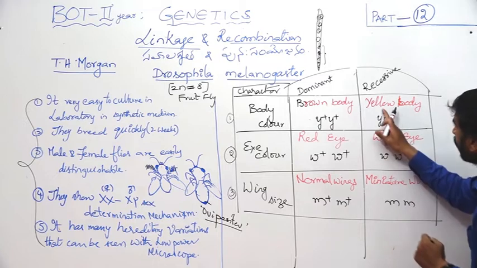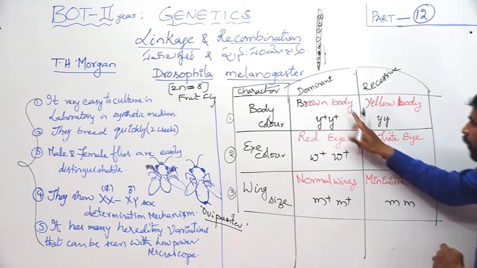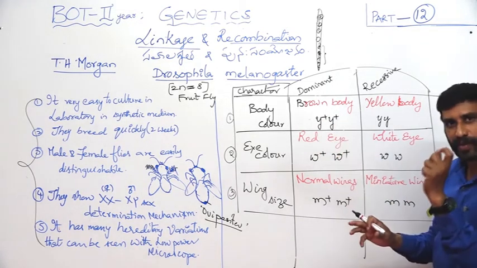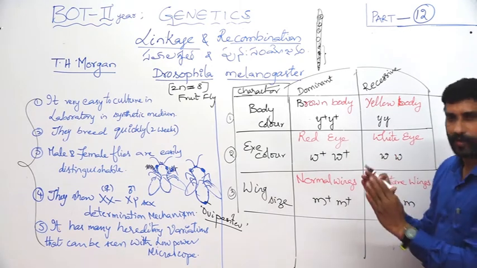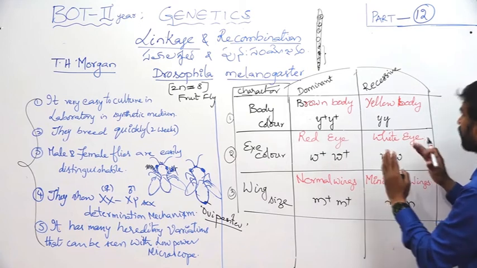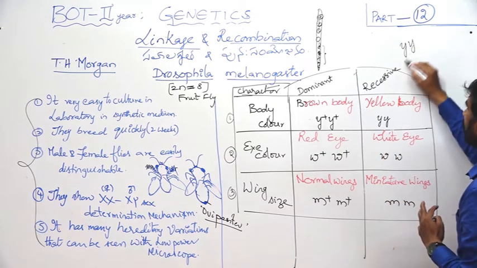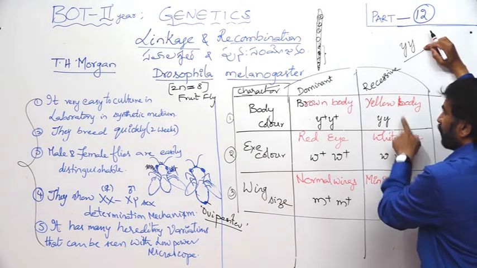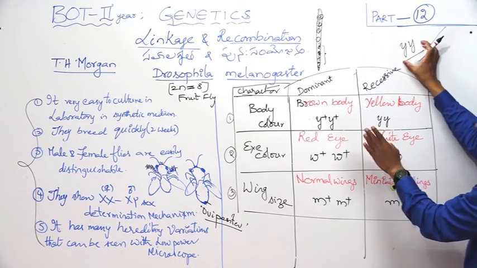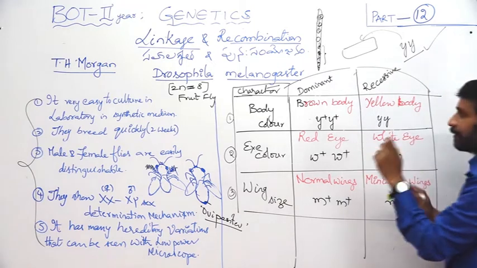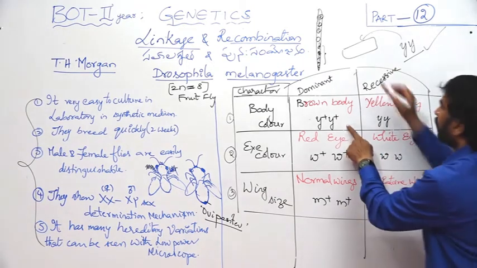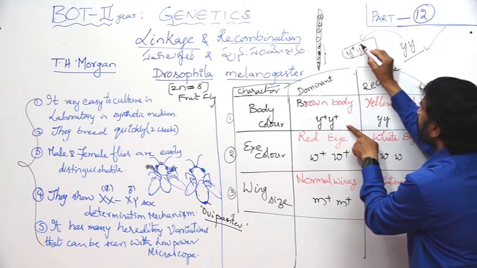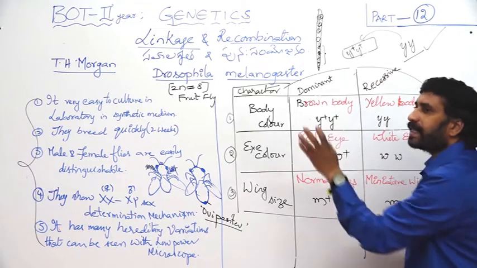Here yellow body is represented by small y, brown body is represented by y with superscript plus, y plus. Why are we using the plus here? This is a recent notation, a recent way of representation of alleles. In this case, the recessive alleles are represented with the small letter of that recessive character, whereas yellow body color is a recessive character, so we have represented it with the small letter, no doubt. But the dominant character is represented with a plus symbol as a superscript. We have to write the plus symbol on the small y. Why? Because these are the wild genes.